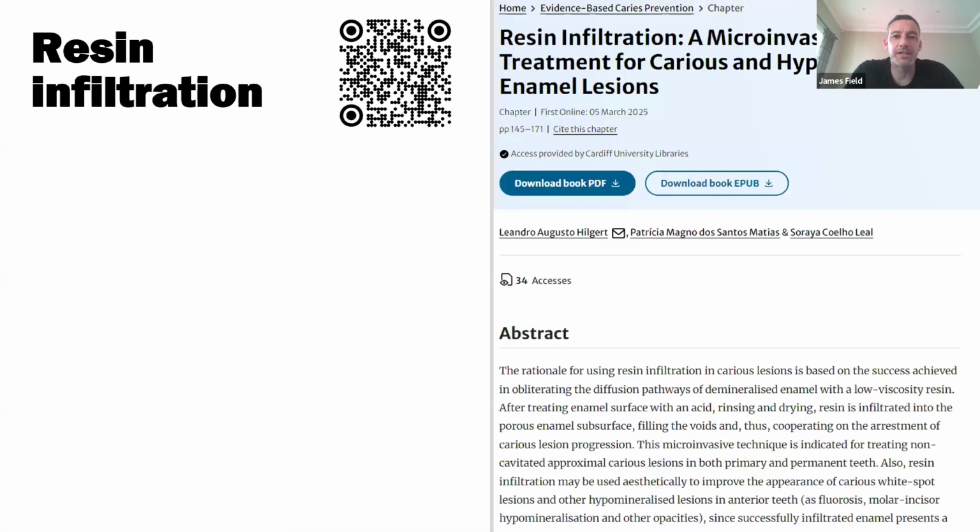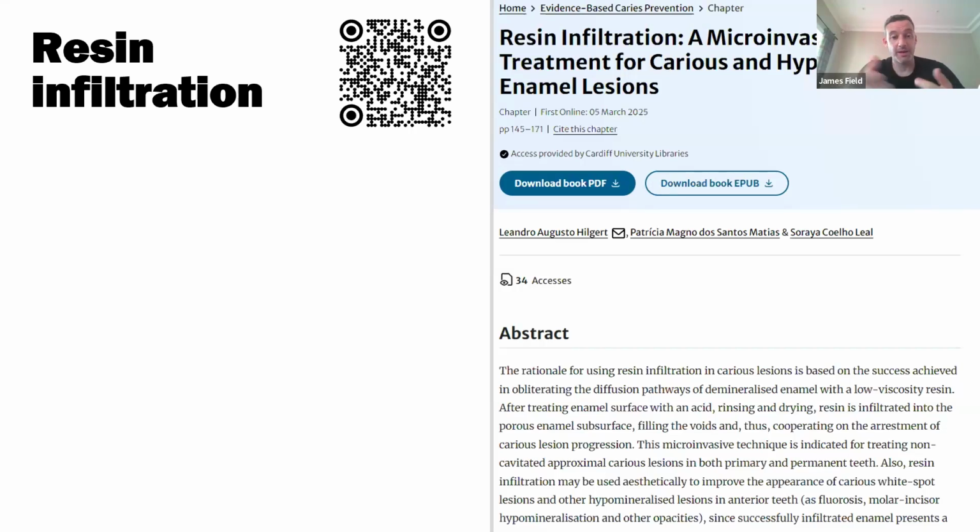One thing I do want to talk about just now is resin infiltration, because as we want to become more and more conservative, preservative, and less invasive, then it's something which is gaining more and more traction. And it's worth mentioning resin infiltration because it is part of one of our tools that saves us from making operative interventions by way of removing tooth tissue, certainly if we've got areas that are hypermineralized. And it's worth considering this.